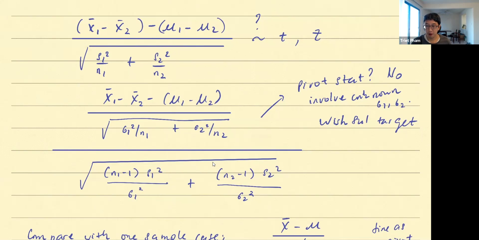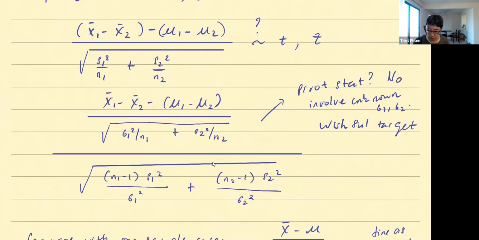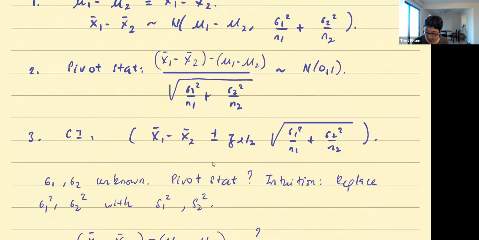Well, the answer may surprise you. We make a very interesting assumption. We say sigma 1 and sigma 2 are equal. If sigma 1 and sigma 2 are equal, you see that this will exactly cancel out. And hence, that is a very popular assumption in the comparison of sample means, that the two samples have the same sigma.